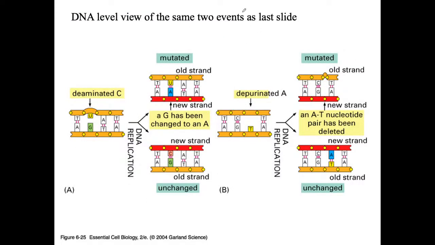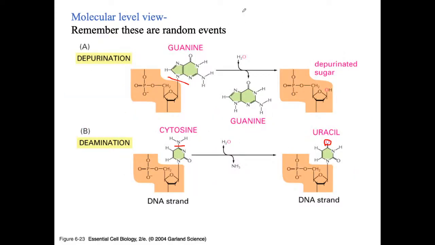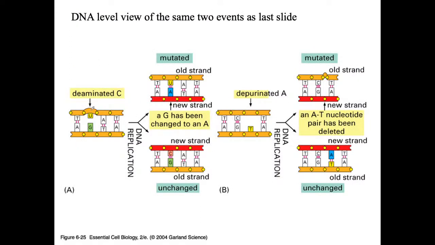Another perspective on the same two events as the last slide, depurination and deamination. So how does it happen in the cell? In the deaminated cell, the cytosine is converting into uracil. This is the deaminated cytosine. From the cytosine, the NH3 group is removed, and then it goes through DNA replication. So it will produce an A opposite the U, instead of a G. Because A and U pair together, this will change from C to U, and in the other strand it will remain unchanged.